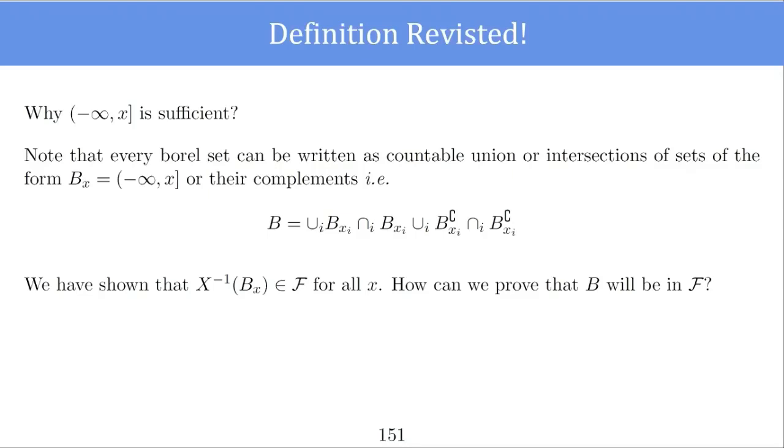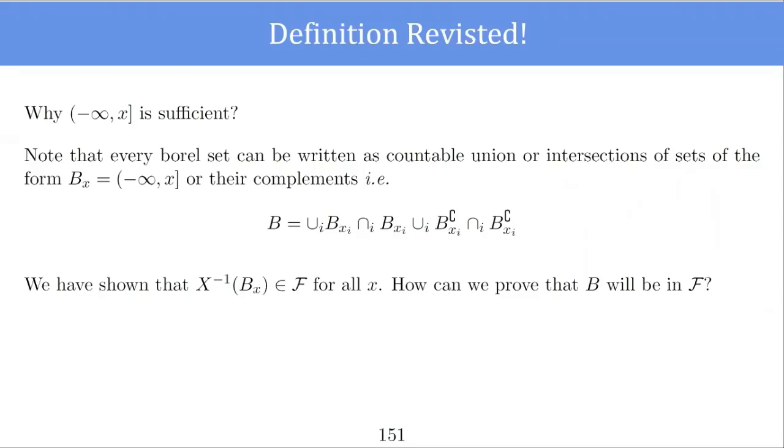And so every semi-open set you can represent in terms of the intersection of the complement of Bx and Bx. So from this, you can show that every Borel set can be written as a countable union or intersection of sets of the form Bx. Okay. Now we have shown that for any x, the pre-image of Bx belongs to F. Okay. From this, how can we prove that for any B, X inverse of B will be in F?